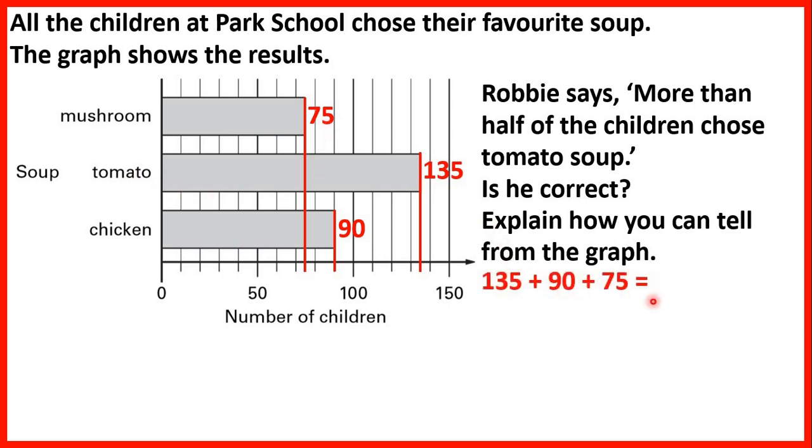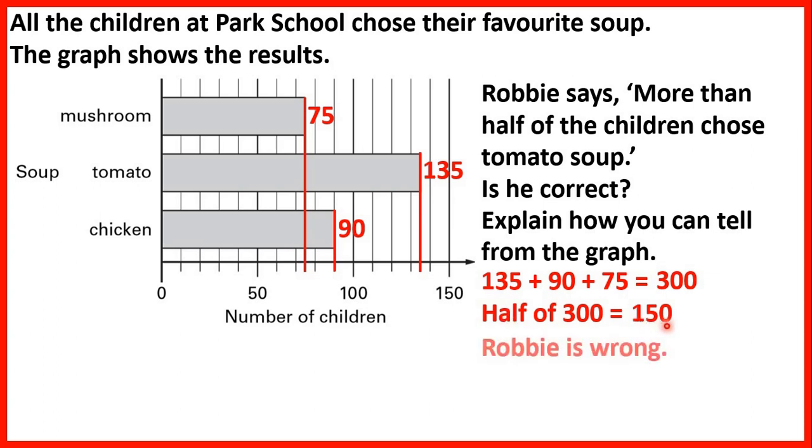If we add how many children there are altogether, 135 plus 90 plus 75, and we might need to use column addition here, but that will give us 300. Now half of 300 is 150. 300 divided by 2 is 150. So Robbie is wrong. Only 135 children chose tomato soup, and that's less than half of all the children together.